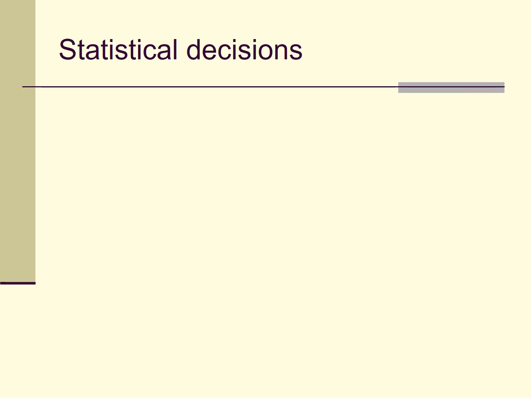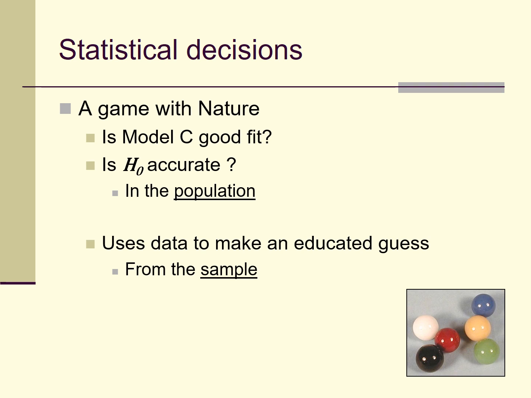Now, the textbook that we use for this class describes this process of making statistical decisions as sort of like a game that we're playing with nature. And that game goes something like this. Is model C, the compact model, a good fit for the data? Relatedly, is the null hypothesis accurate in the population?